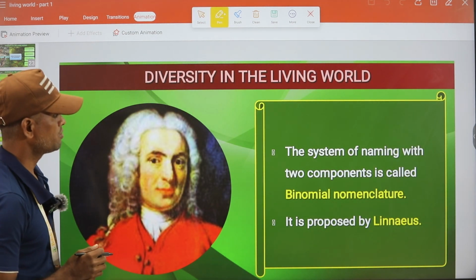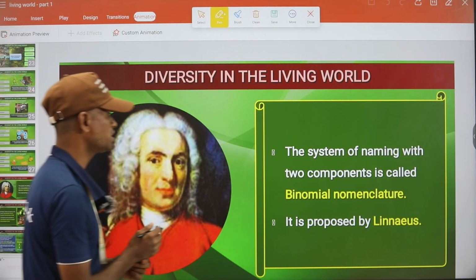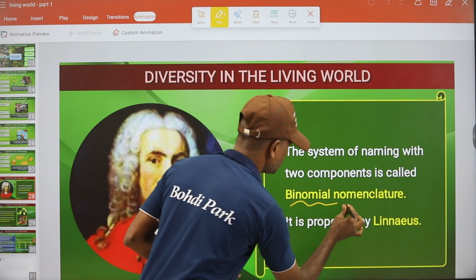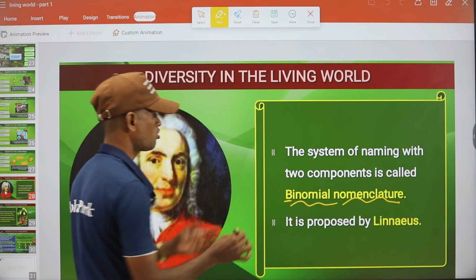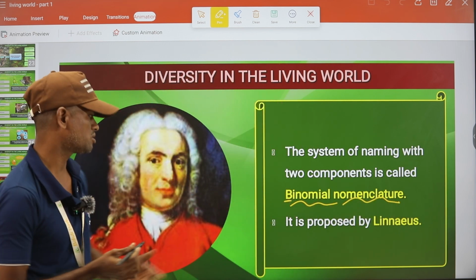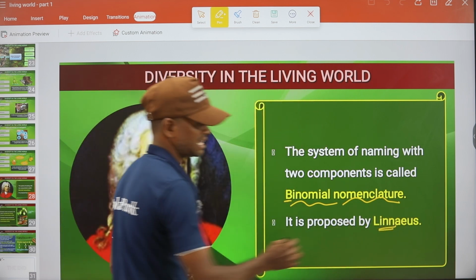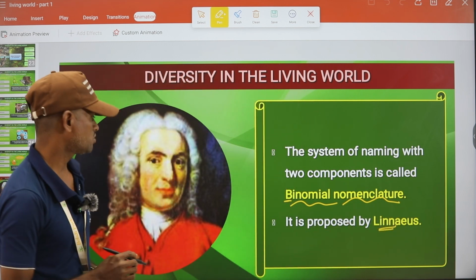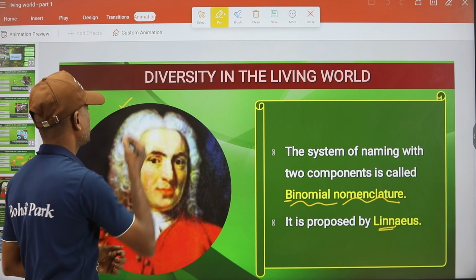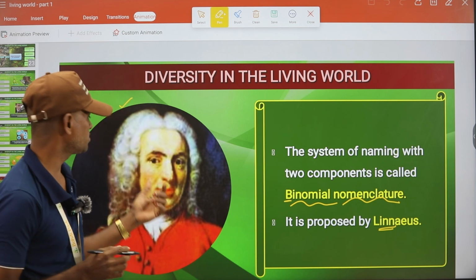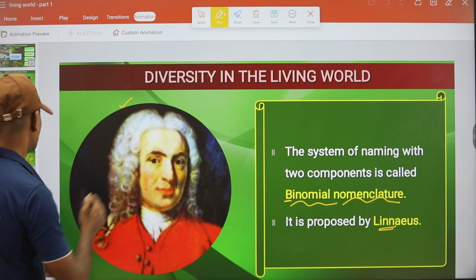The system of naming with 2 components is called binomial nomenclature. Bi means 2, nomial means naming. So this is a nomenclature process, binomial nomenclature. This was proposed by Carolus Linnaeus, right? So sometimes we call Carolus Linnaeus the father of modern taxonomy, father of modern classification. So next.